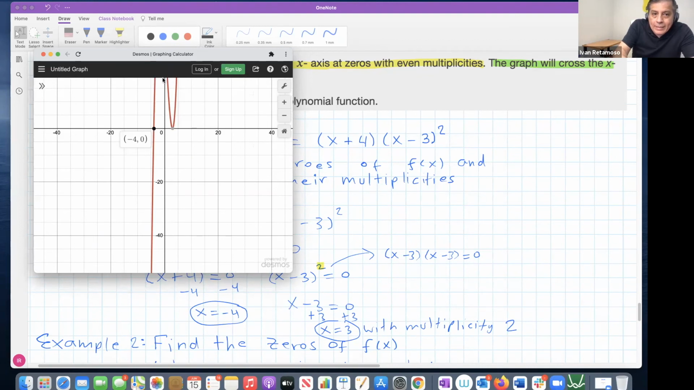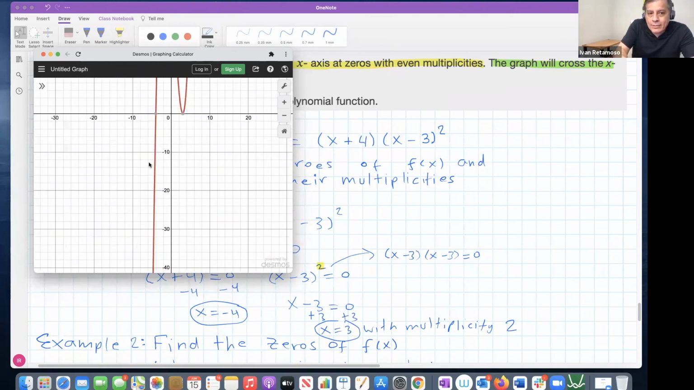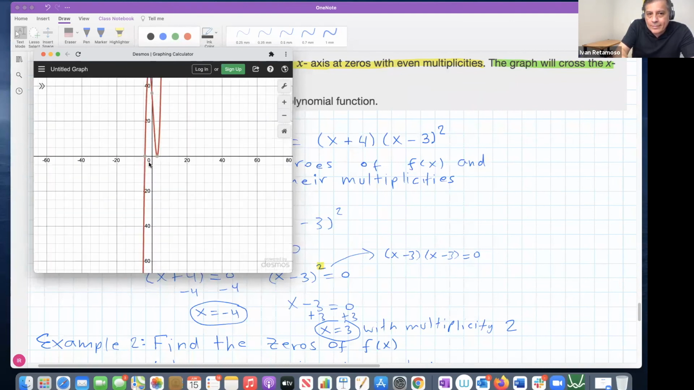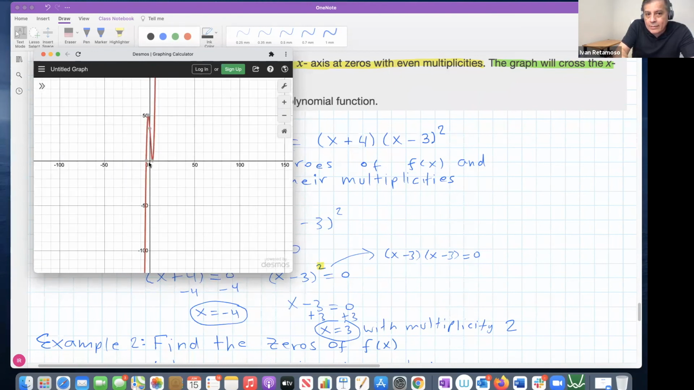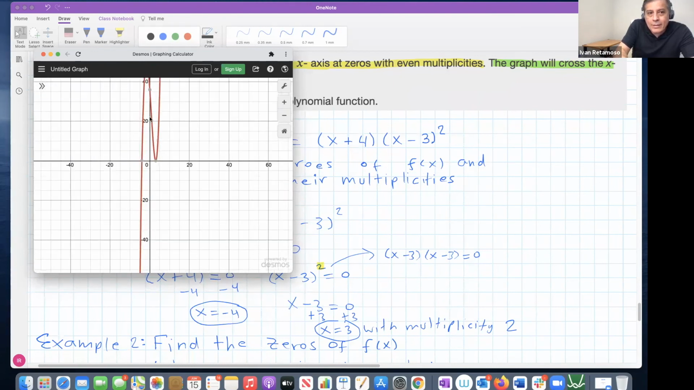But notice how then it just touches and goes away when the zero is 3. Look, it doesn't cross. It just touches the x-axis and goes away, and that is a reflection of the fact that the multiplicity is even, the exponent there is even. So multiplicity even, graphically speaking, shows this: touches and goes away. Whereas multiplicity odd crosses. I want you to catch that.